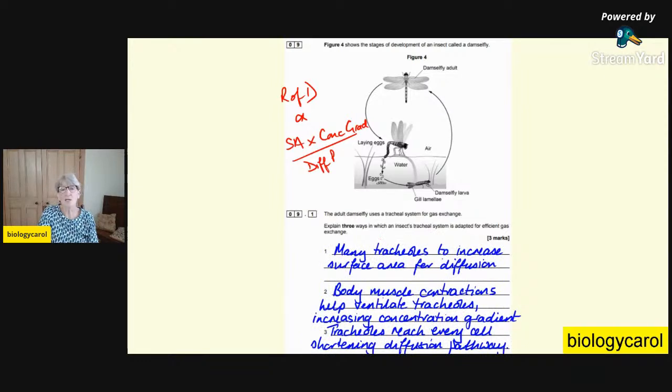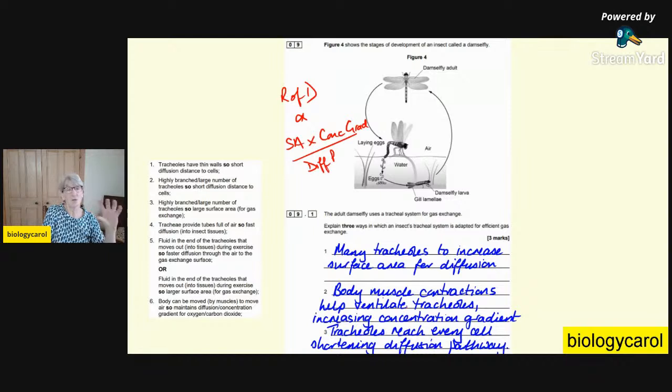So many tracheoles increase the surface area. Body muscle contractions help ventilate the tracheoles and therefore steepen the concentration gradient. And also the fact that tracheoles reach every cell of the damselfly, that means that there is the shortest possible diffusion pathway. So that was the route down which I went. Here is the mark scheme.